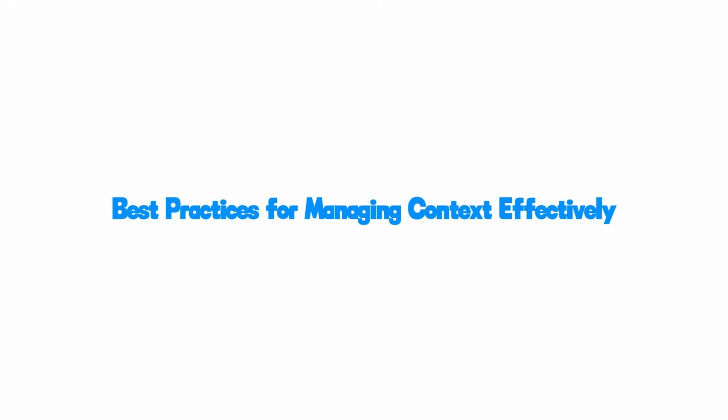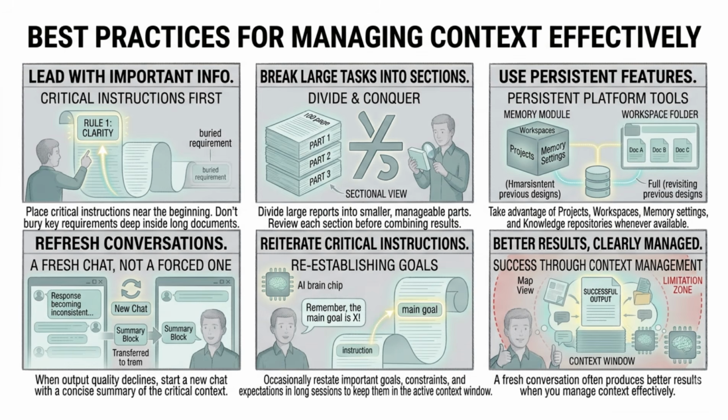Best practices for managing context effectively. Here are some practical techniques for working within AI's memory limits. Lead with important information. Place critical instructions near the beginning. Don't bury key requirements deep inside long documents. Break large tasks into sections. Instead of processing a large report all at once, divide it into smaller parts. Review each section individually before combining results.